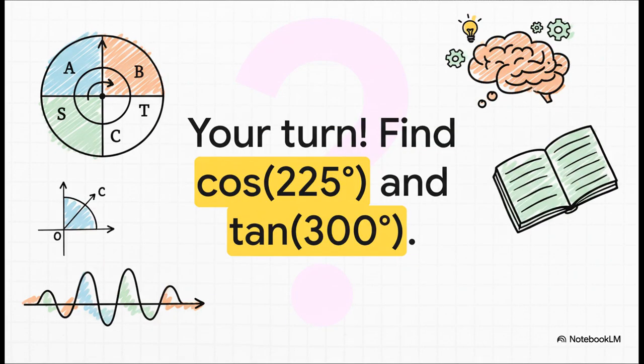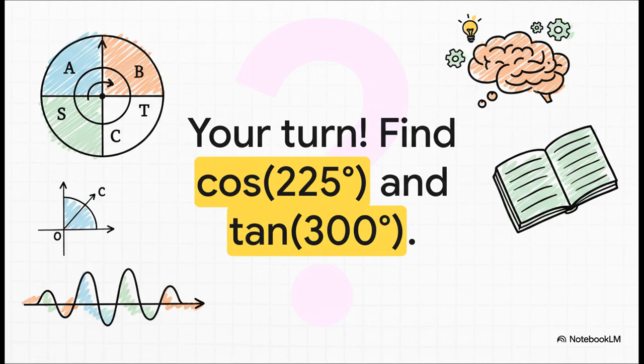Okay, now it is your turn to put these skills to the test. What's the value of cosine of 225 degrees? Or how about tangent of 300 degrees? Go ahead and pause here if you want and use that new toolkit. Find the quadrant with ASTC to get the sign, find the reference angle, and then use your table values.